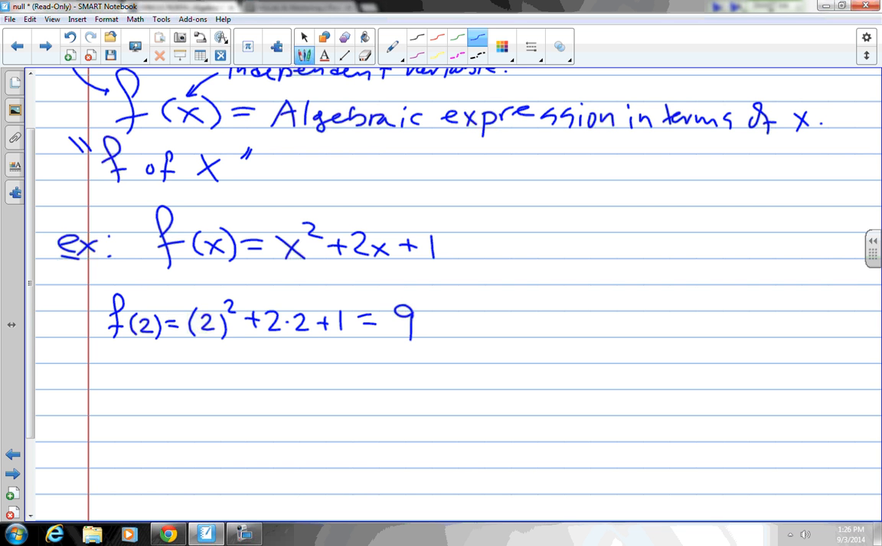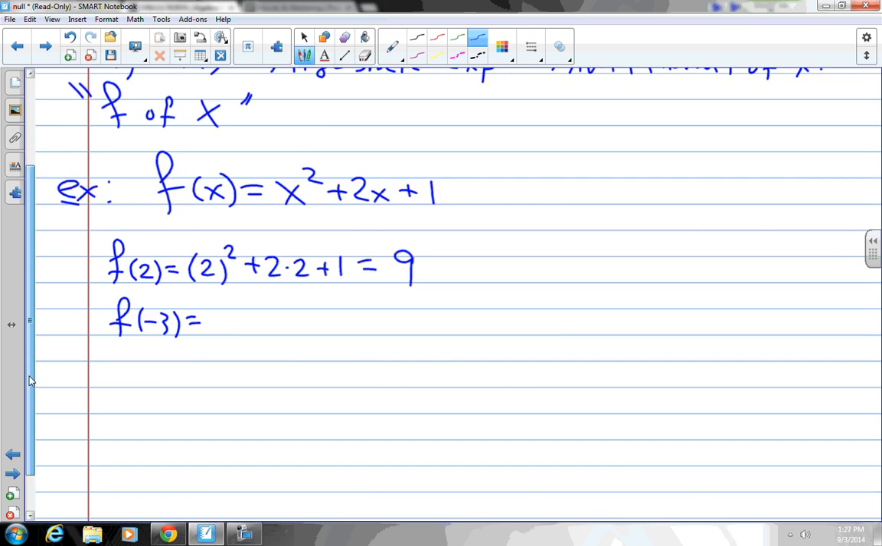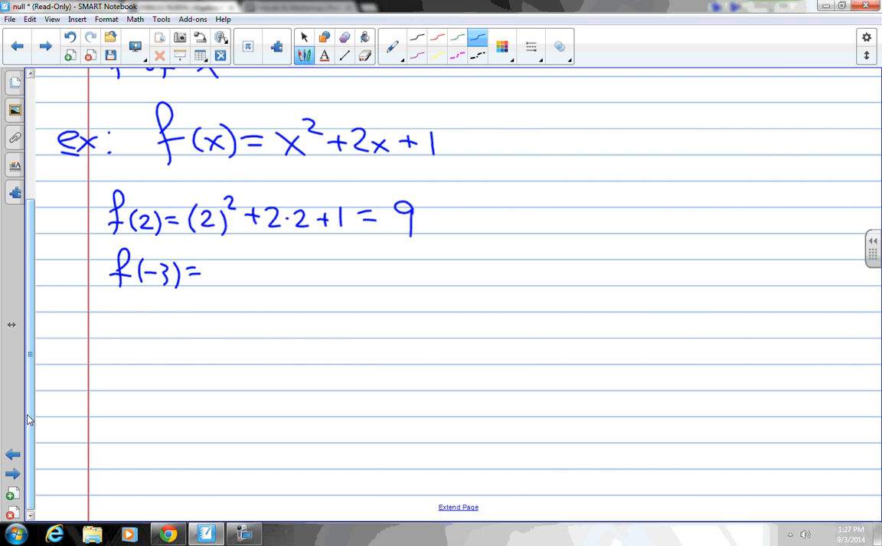Yeah? How about f of negative 3? What would you do with that? Yeah. So every x is replaced with negative 3, so it becomes negative 3 squared plus 2 times negative 3 plus 1. And then we'll compute that, right? So what would that be? Yeah, 9 minus 6 plus 1 equals 4. Yes, you're way ahead of me. Good. Does that make sense?